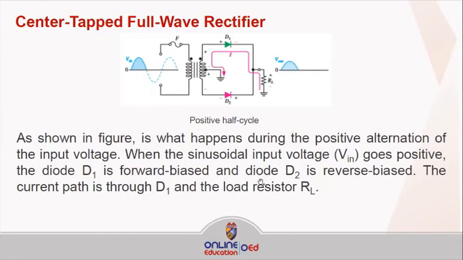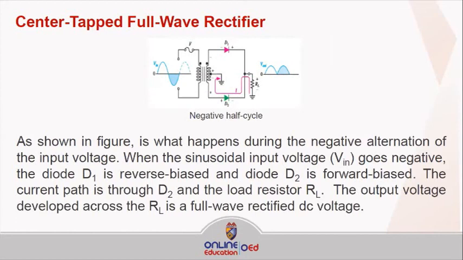Then kapag sa diode 2 naman, since naka-goes positive naman itong sinusoidal input voltage na Vin, ang mangyayari sa diode 2 is in the reverse bias. It means it blocks the current. Then the current path is through, pupunta dito sa D1 and the load resistor. Okay, doon magpupunta yung current path, through the diode 1 and the load resistor RL. Okay, then this will become the output voltage.